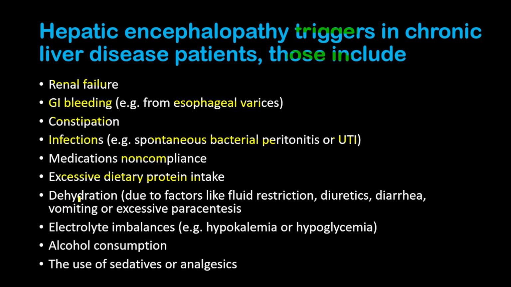that. Now, also dehydration might trigger hepatic encephalopathy, and that is because factors like fluid restriction, diuretics, diarrhea, vomiting, or excessive paracentesis for the ascites, all of those would lead to dehydration, and dehydration would impair the kidney function in excreting the urea and would exacerbate the ammonia levels.